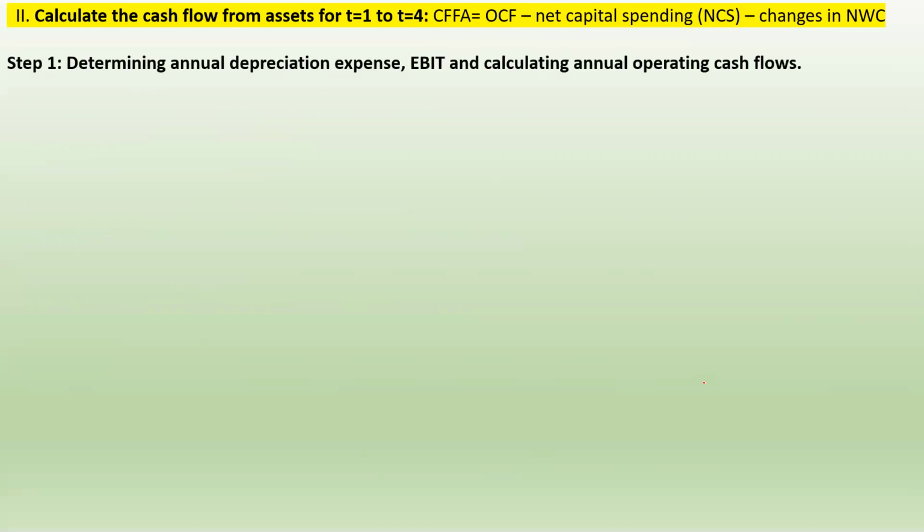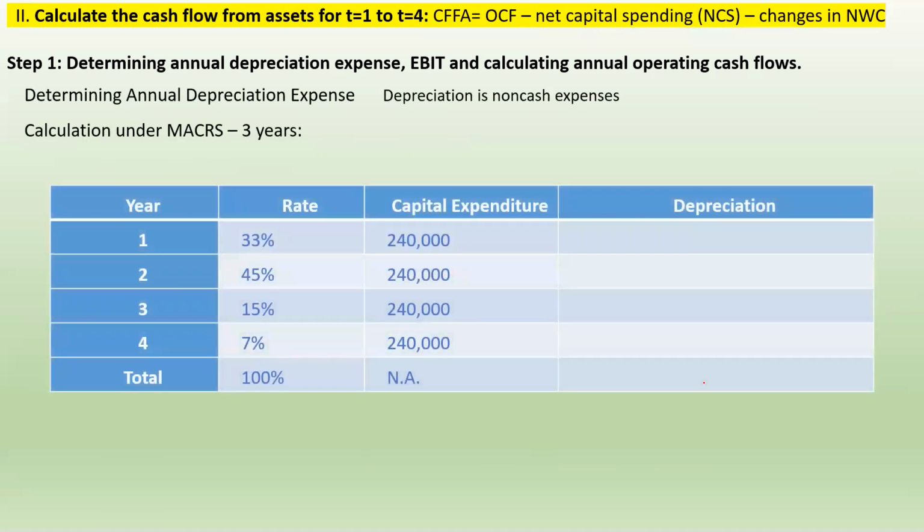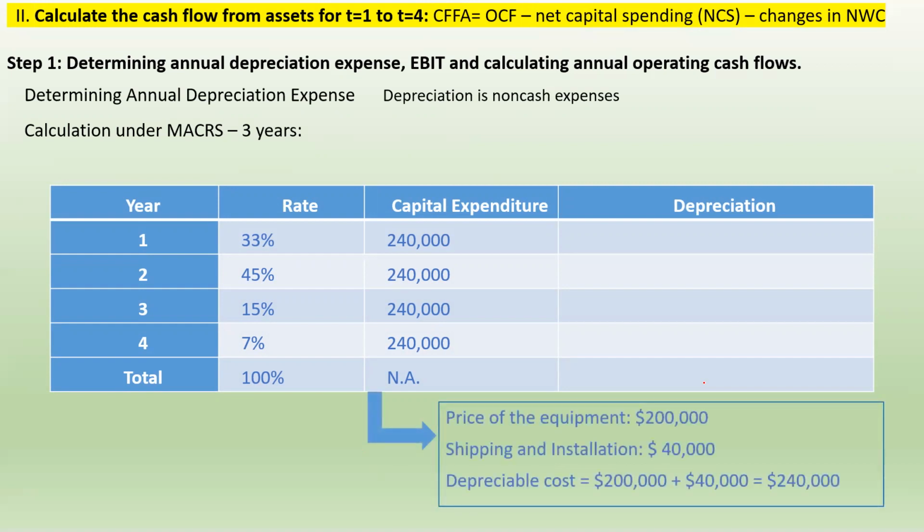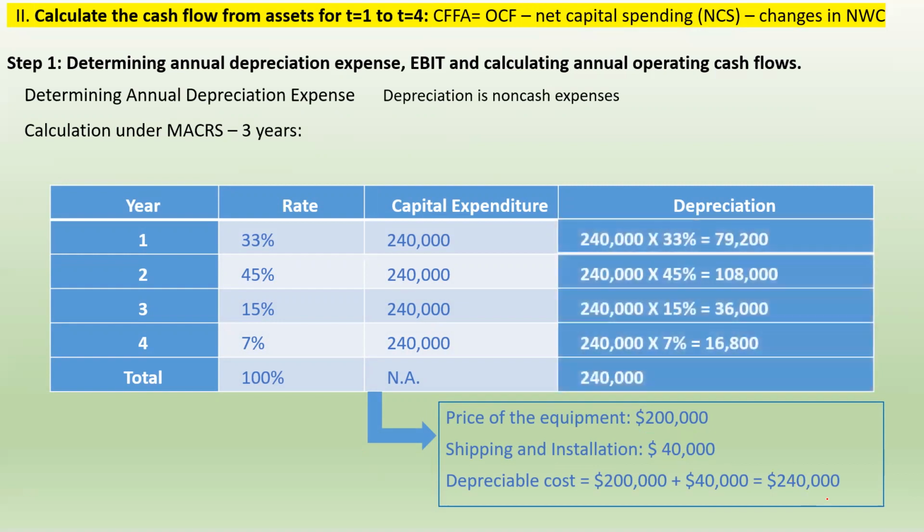The cash flow from assets for t equal to 1 to year 4. Again, we use the same formulas. So first we need to determine annual depreciation expenses, and then calculate earnings before interest and taxes, then calculate annual operating cash flows. So first we need to calculate the depreciation expenses. The price of the equipment is 200,000 and installation is 40,000. So the total depreciable cost is 240,000. And the depreciation schedule looks like this. So the depreciation corresponds to year 1 to year 4.